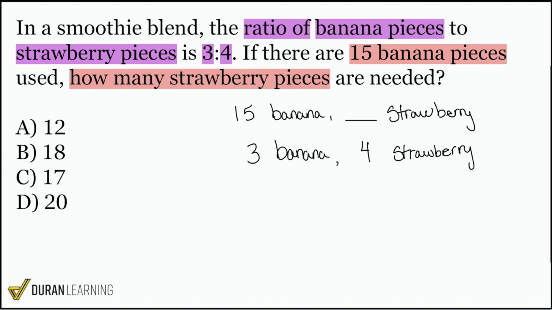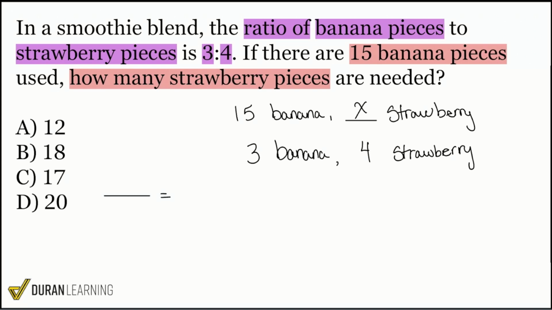We know that we have the proper values associated with the proper ideas. And we know that we have the same comparisons now, bananas to strawberries, bananas to strawberries. So now we're good to go. We're confident that we can set up our proportion, and we're done.